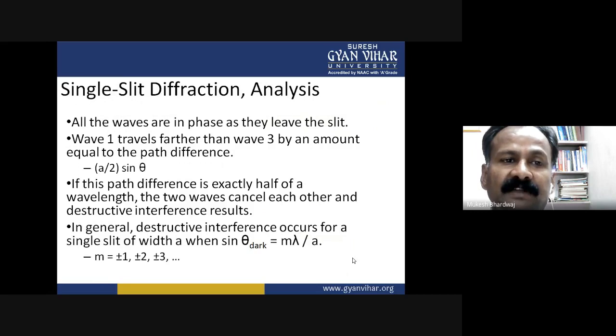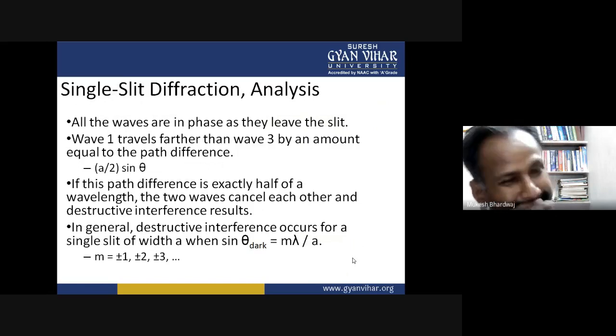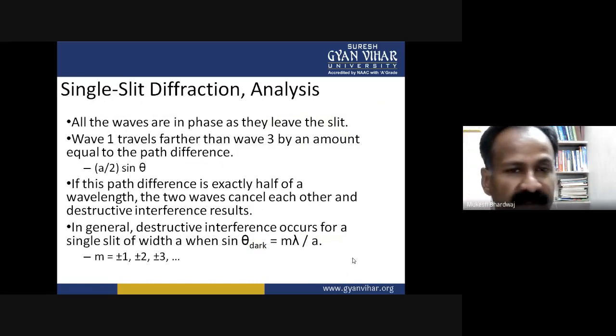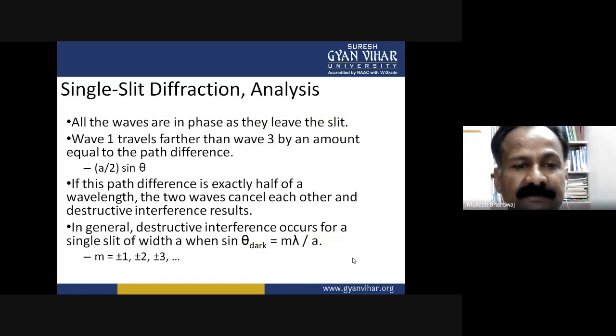In Fresnel diffraction, no lens or mirror is used, whereas in Fraunhofer diffraction, diffracted light is collected by a lens. In Fresnel diffraction, distances are important, and in Fraunhofer diffraction, angular inclinations are important. So, single slit diffraction analysis: all the waves are in phase as they leave the slit. Wave 1 travels farther than wave 3 by an amount equal to the path difference.